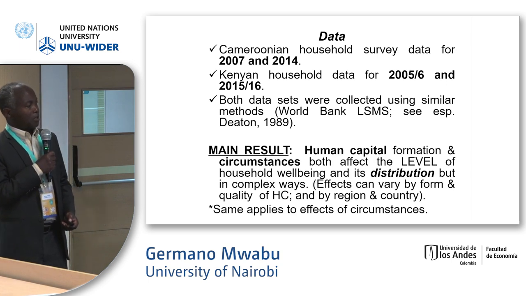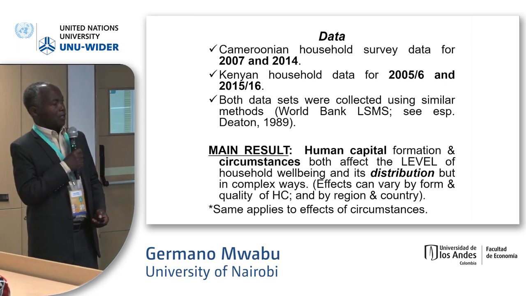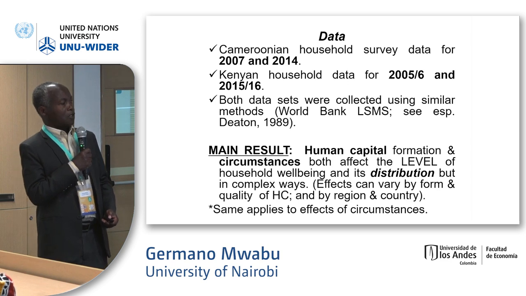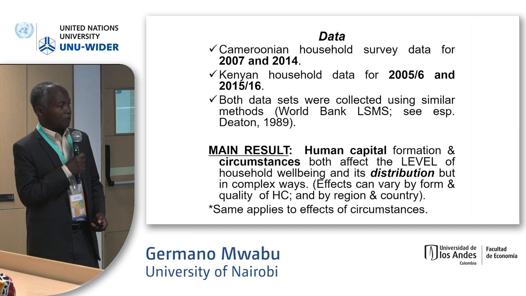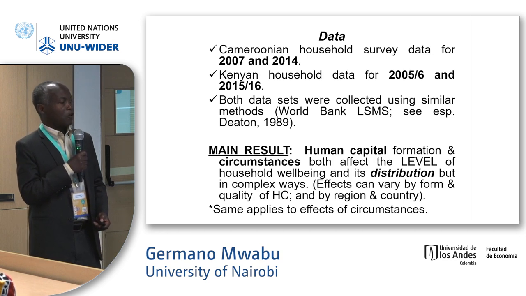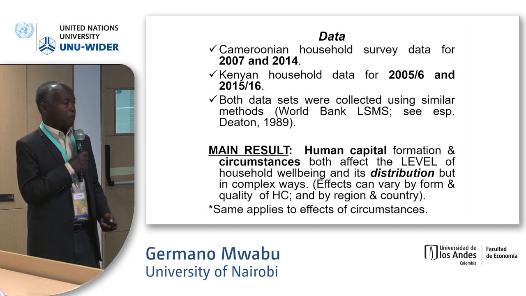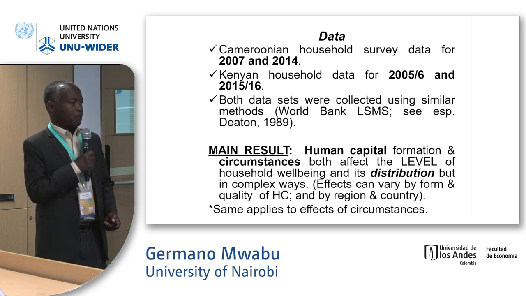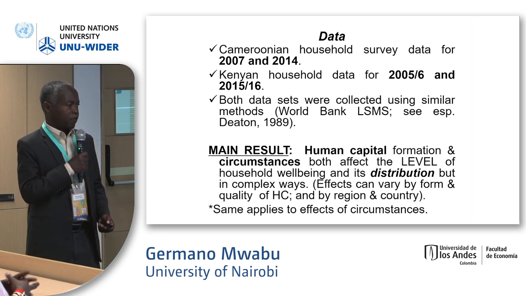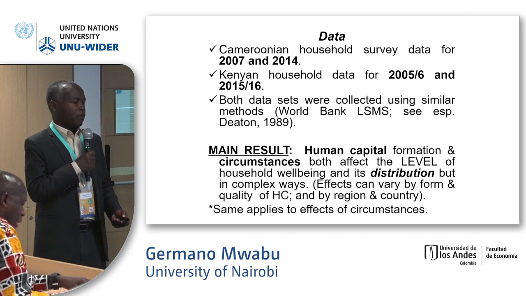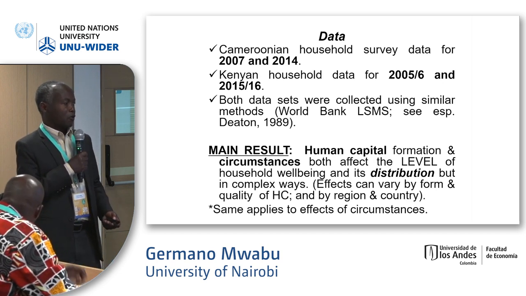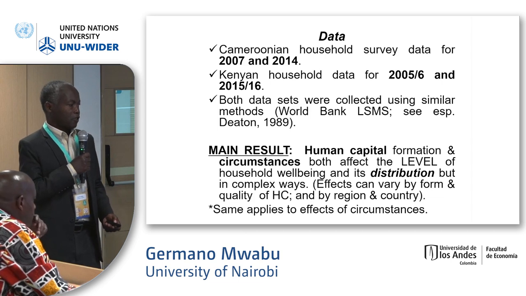They are measured basically the same way. So the key result is human capital formation, and the circumstances both affect the level of household well-being and also the distribution of that well-being, of that per capita income across households, but in complex ways. Okay, they vary by type of level of education, the quality of it, and also the effects vary by region.